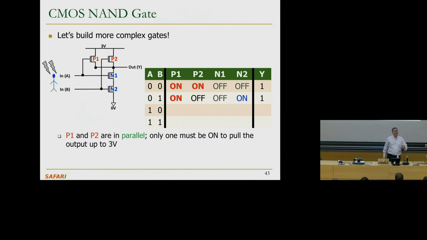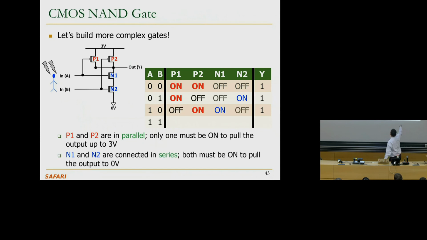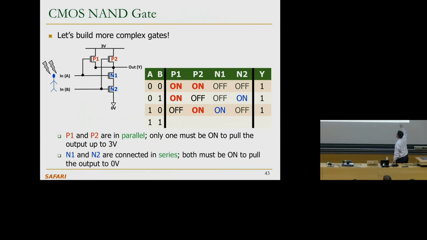Now we can realize they both don't have to do the work. If one of them is 0, it's enough, right? Because it doesn't matter if both of them are closed. If only one of them is closed, this 3 volt will be connected to this output here. So both the case where A is 0 or B is 0 will also make the output go to 1. In fact, the only case where the output will go to 0 is if both N1 and N2 are conducting, and that only happens if A is 1 and B is 1.